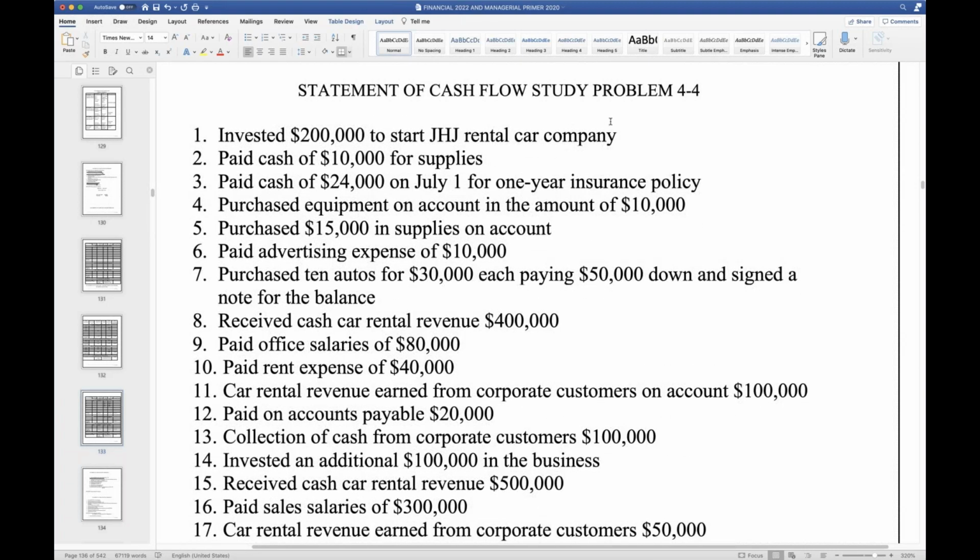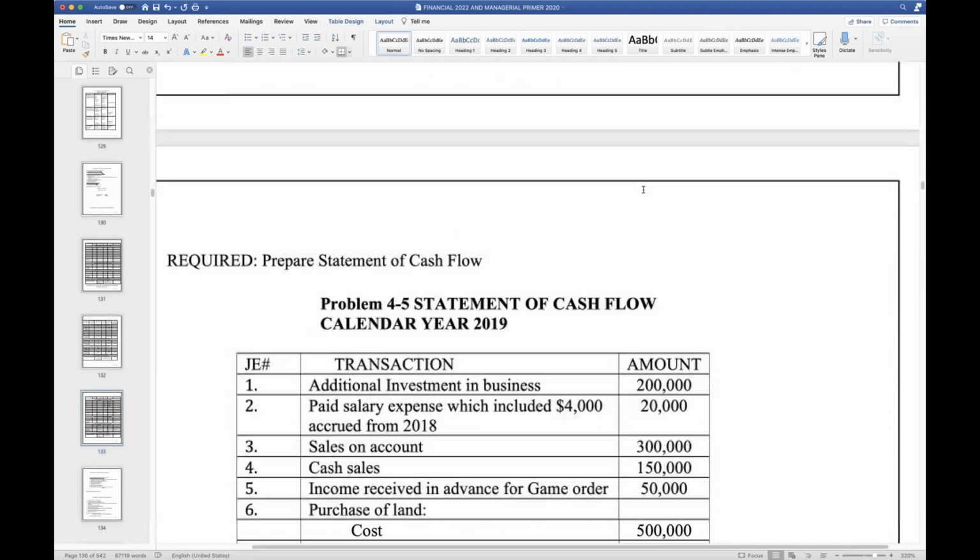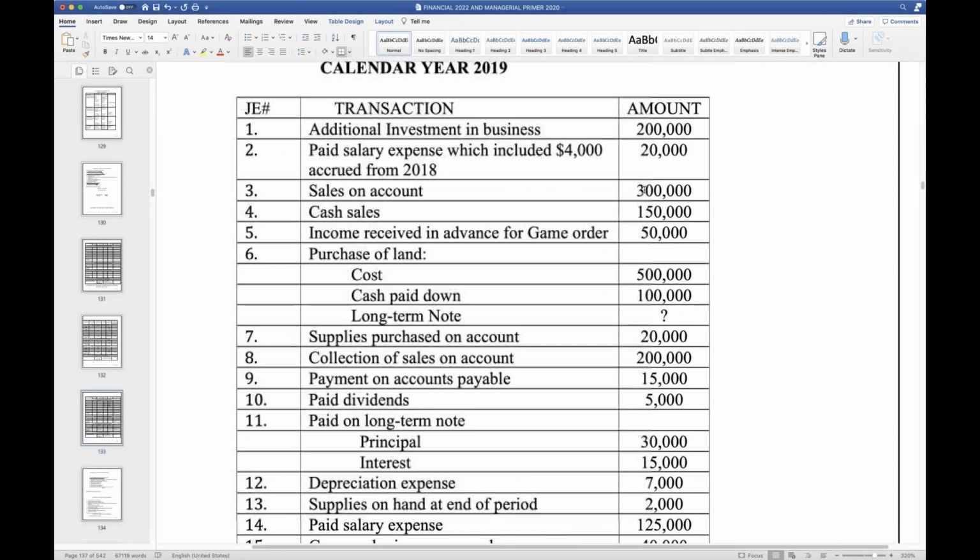Okay, so once again, teams 1 and 2, you all are doing 4, the whole thing. Then teams 3 and 4, you're doing 5, the whole thing.